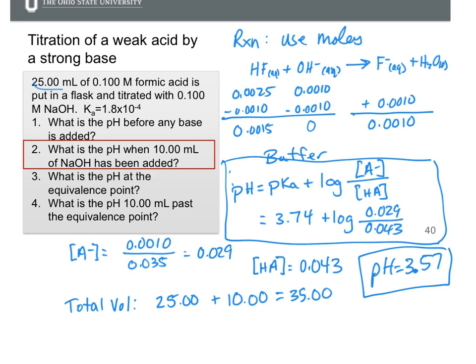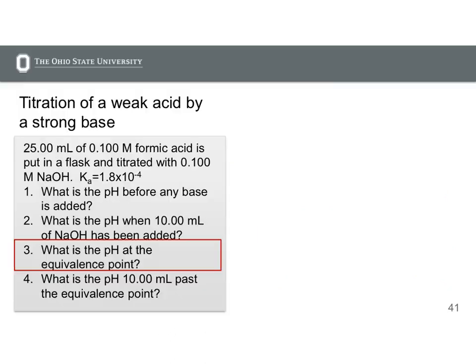pH has gone up, that's good, we've added base. Not too high, or before the equivalence point. Yeah, cool, good. All right. So pH at the equivalence point. We calculated earlier that this is going to be 25 milliliters of sodium hydroxide added. And so we do the same sort of thing.